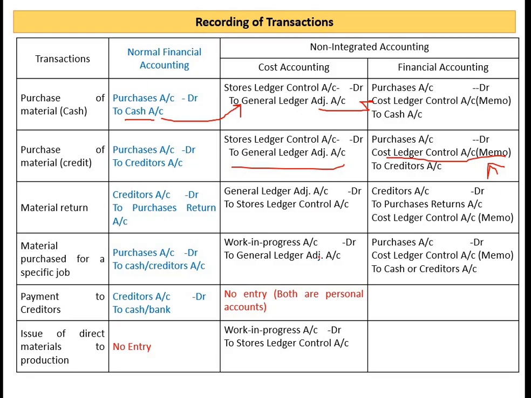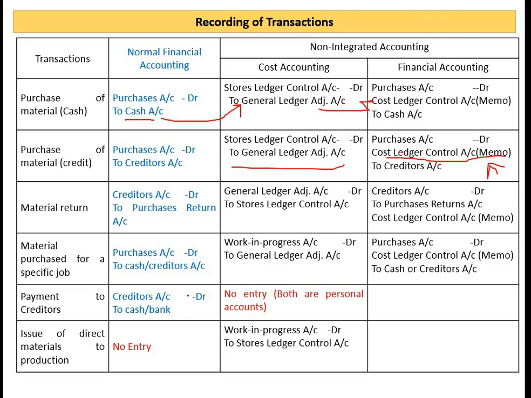Then the fourth entry is material purchased for a specific job. Here the goods or raw material purchased are not sent to the store ledger or to the store department. They are directly sent to the factory. If it is directly sent to the factory, how will the entry be passed? Work in progress account debit to general ledger adjustment account. But in financial accounting, it will be purchase account debit to either cash or creditor, as the case may be.